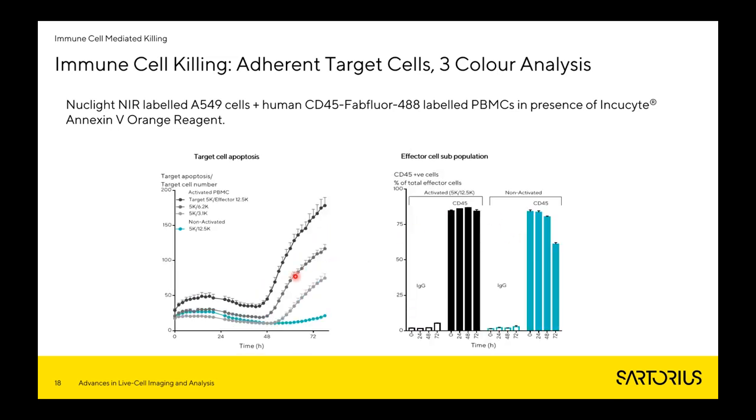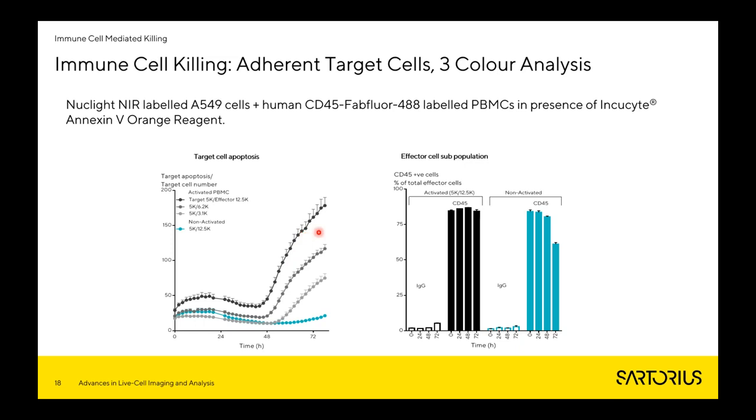We can then determine apoptosis and the extent of killing, and we can see that with the 3 different effector to target ratios, we see differing degrees of cell killing, and we can also get timing information from this. So we can see at what point that immune cell killing started to occur. We can see that it was just short of 48 hours into the assay that we start to see this increase in cell killing.